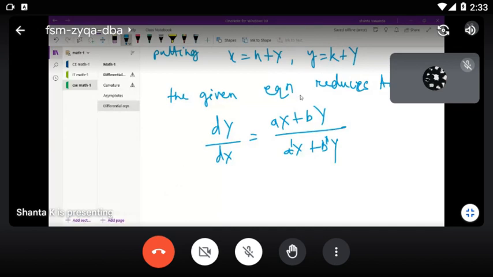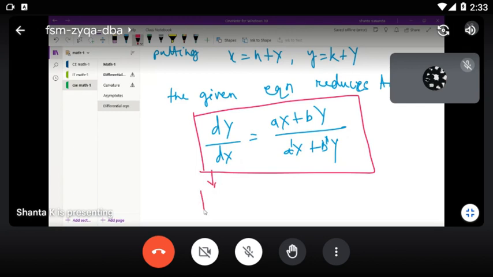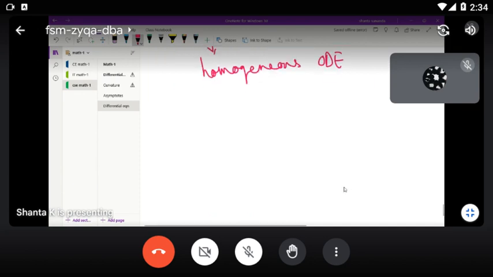Okay, so now this is a homogeneous equation, you can see, because we are able to get rid of the constant. So now this is a homogeneous equation, and you can use the solution of a homogeneous equation. It's an ordinary differential equation, so you can use the techniques of the homogeneous equation to solve this one.